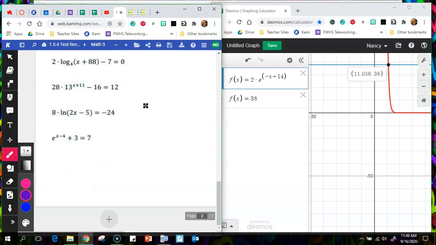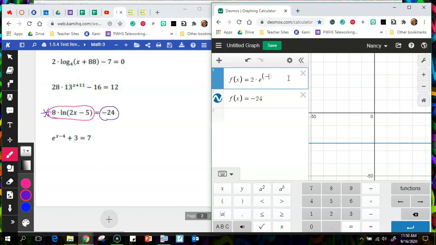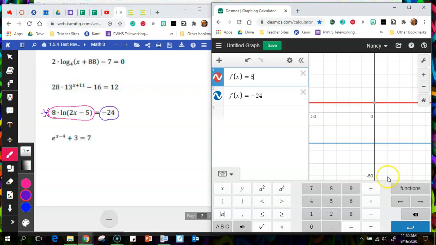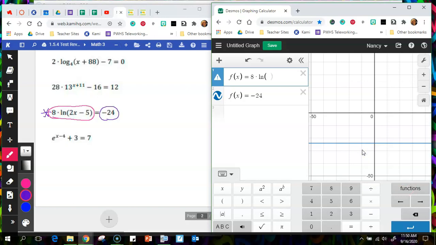Let's do one more. Let's do number 8 because it has a natural log. So I'll show you where that is. So on the one line, I'm going to enter, it's not number 8, sorry, I said it was number 8, it's 8 times that, and then on the other line, I'll enter negative 24. I'm going to go ahead and do the negative 24 first because it's easy. And so up here, I need to go to my functions again. I'm going to go ahead and put the 8 and then times, okay, and then go to functions, and you see the ln, that means natural log, it's right there, just enter ln, and then in parentheses 2x minus 5.